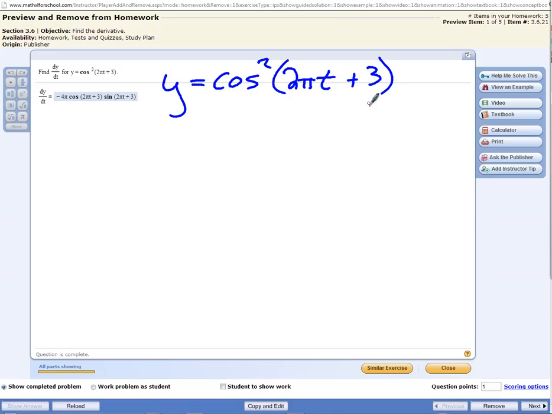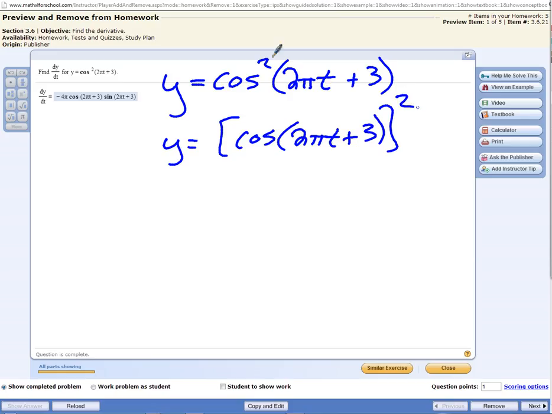So this is a chain rule problem. Right? You've got to do layers. Now how many layers are there to this problem? Not two. Three. What's the outermost layer? The squared. So first thing we probably want to do here is rewrite this as the quantity cosine of 2 pi t plus 3 squared. Right? Makes it a little easier to see.